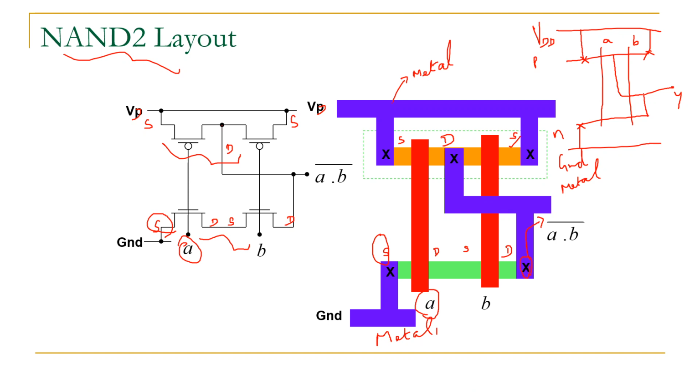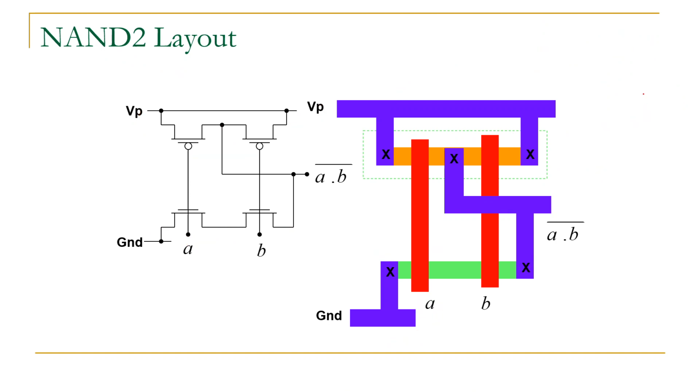So first we need to draw VDD and ground, then we need to draw PMOS and NMOS, then you draw the number of inputs A, B, and if there is C, you draw C also. Then you mark the corresponding connections. That would be easier for you for the completion of your layout. This is the basic NAND 2 layout.